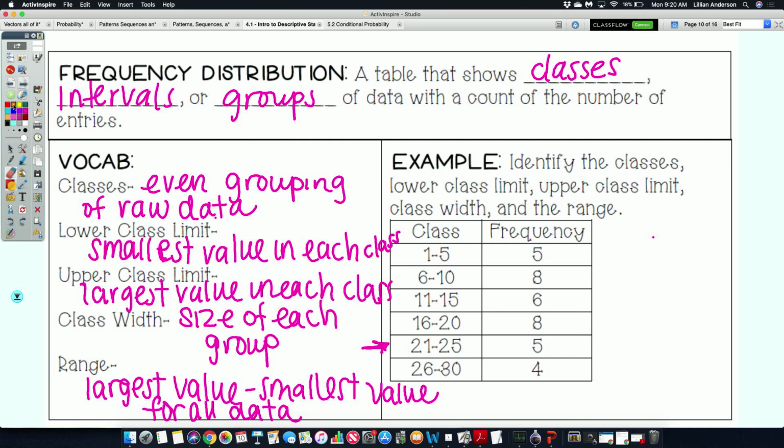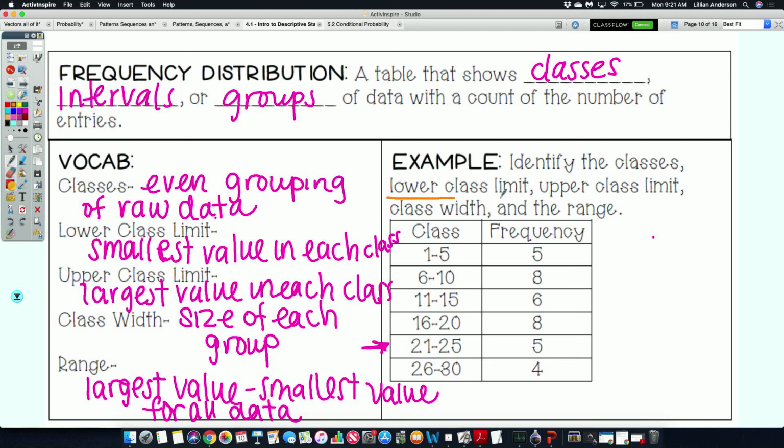So your classes, if it asks you to, which it never will, but when you create your own, you will have to do this. Identify your classes. It would be each and every individual class written down. Okay, so 1 through 5, 6 through 10, 11 through 15, 16 through 20, so on and so forth. That's how you identify the classes. Then you identify the lower class limit for each class.